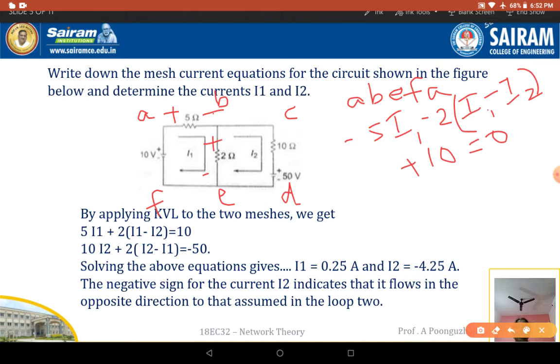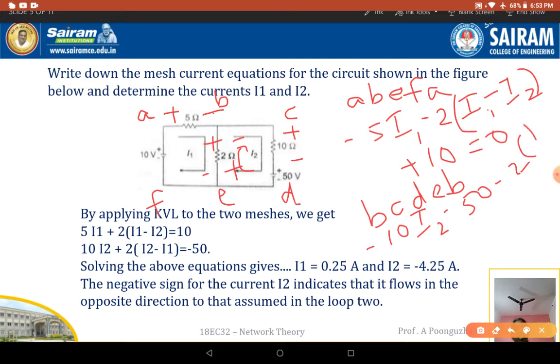And coming to the second loop, it is going to be starting from B, C, D, E, B. This is your second loop. Now current is flowing like this, so plus minus. So minus 10 into I2 plus 2 minus is going to be minus 50. Here current is entering like this, so it is plus minus. So minus 2 into I2 minus I1 is equal to 0.